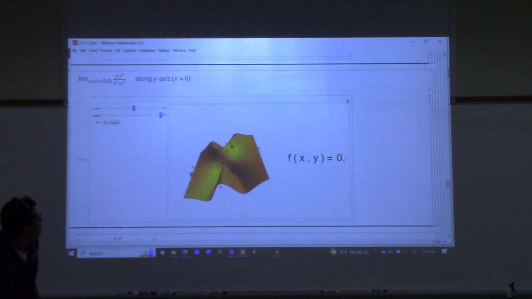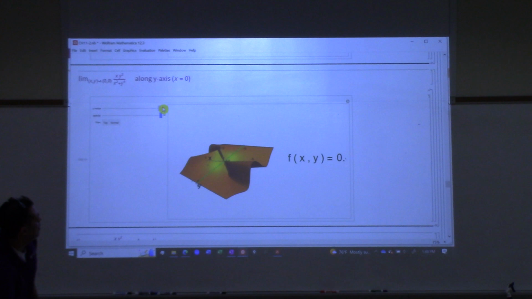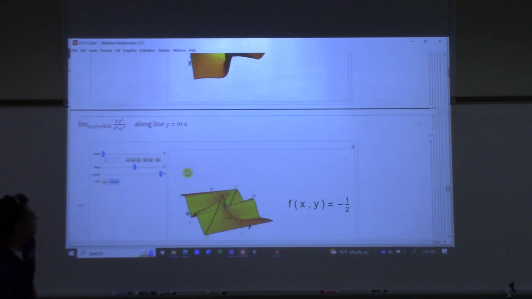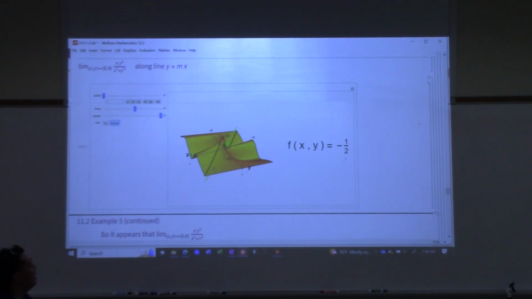Where's the point? Oh, there it is. It's hard to see it there. There's the point. We move along there. We are still sitting there on the ground. You can see it from the side there, kind of along the ground. And then if we try MX, this one is pretty badass.